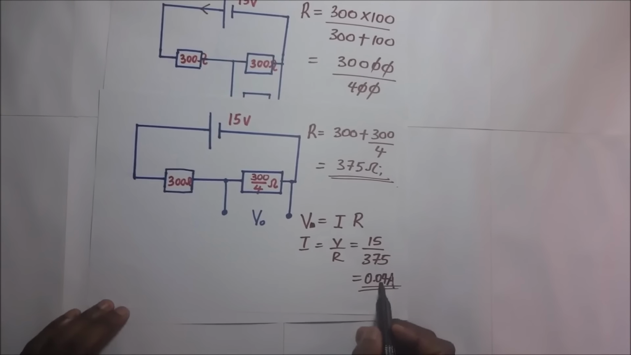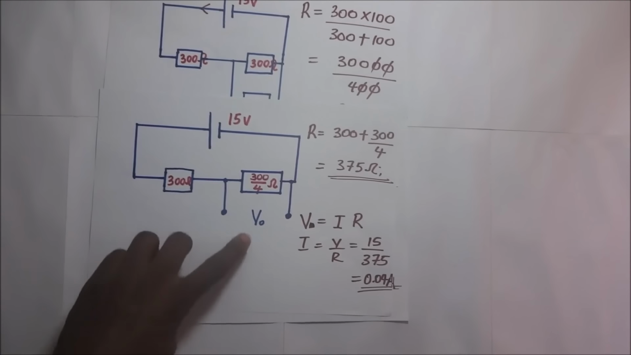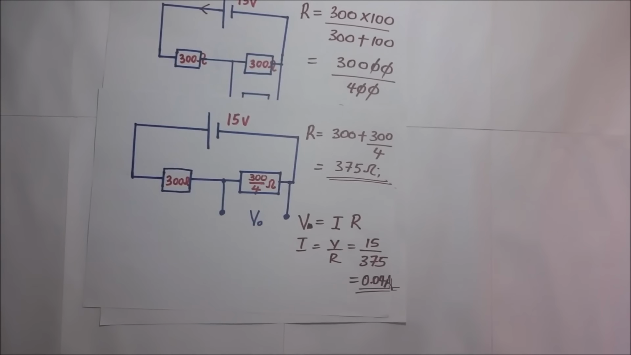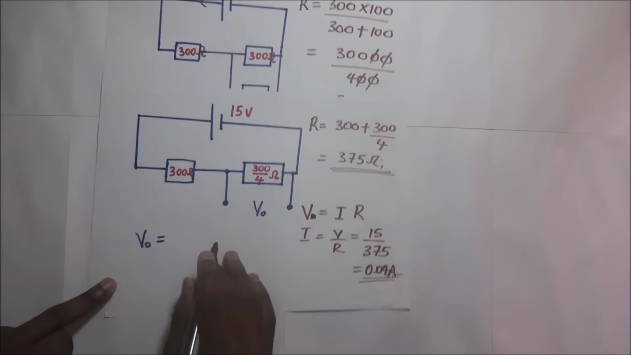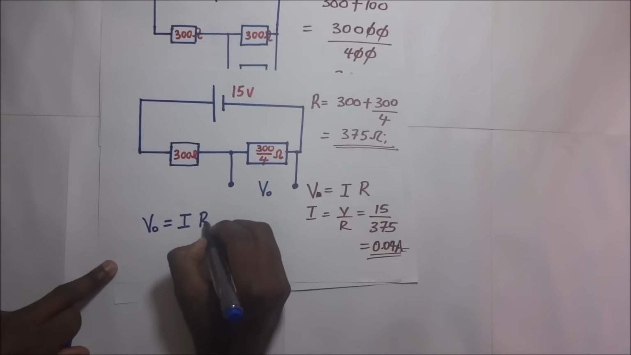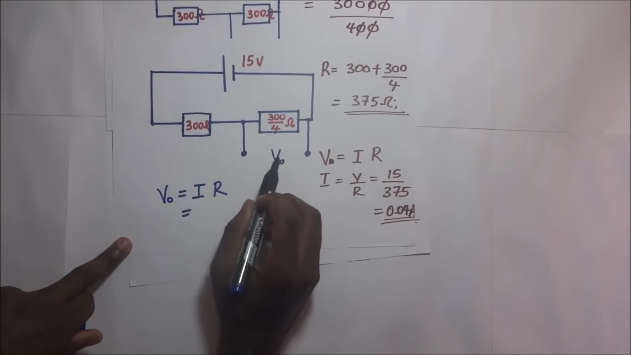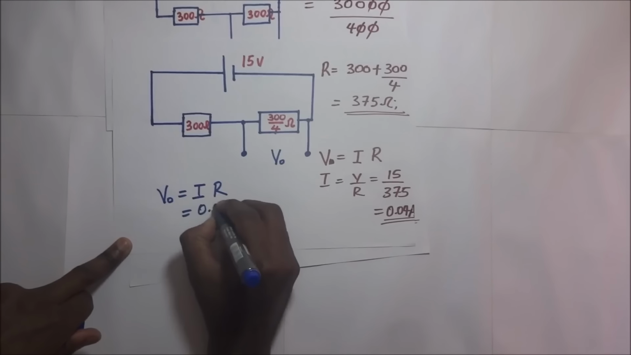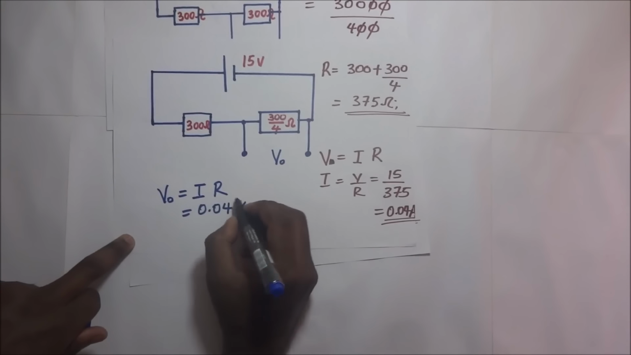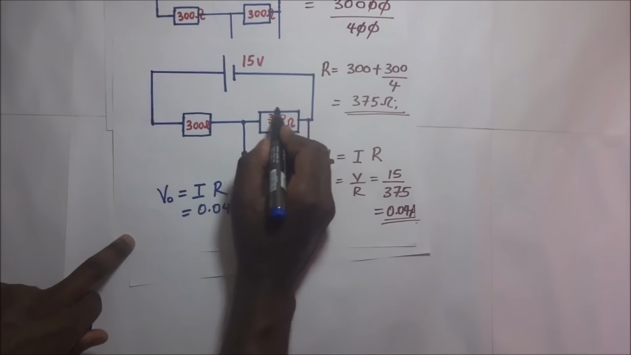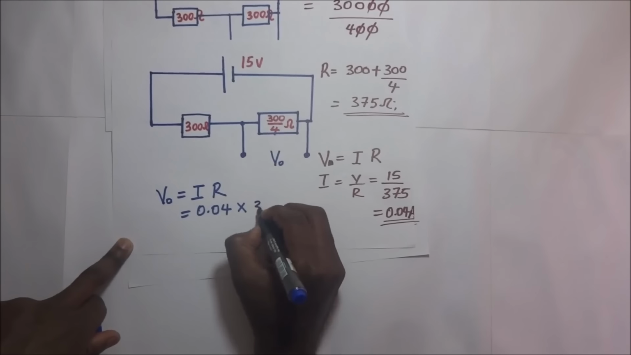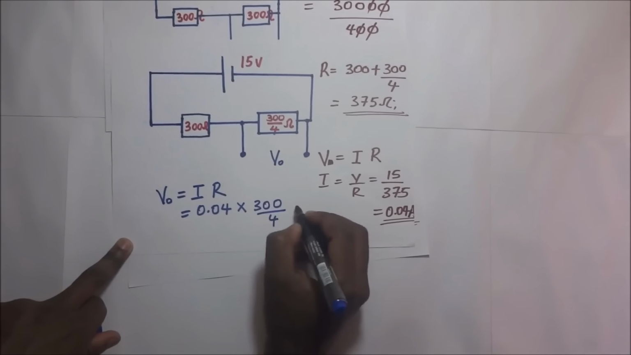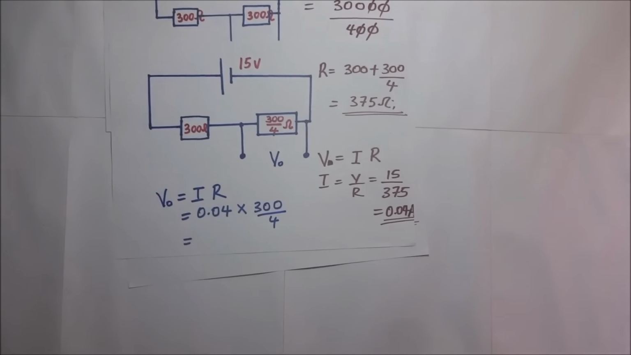So now that we have 0.04 amperes as the current, we can go ahead and find the output voltage right there. The output voltage V0 is going to be equal to I times R, which is going to be the current, which we got there as 0.04, multiplied by the resistance across the potential difference across the load, which is 300 over 4, and we will end up with the answer.